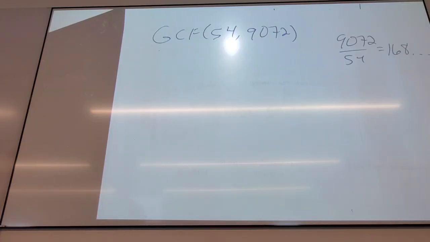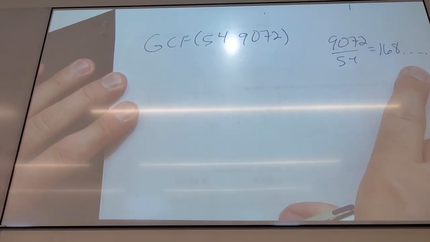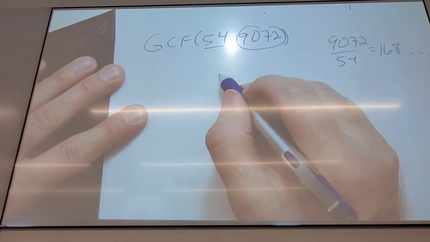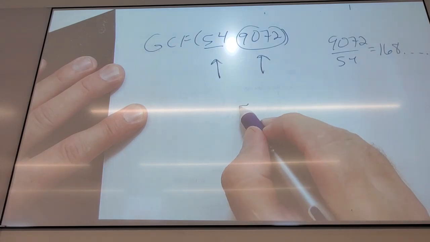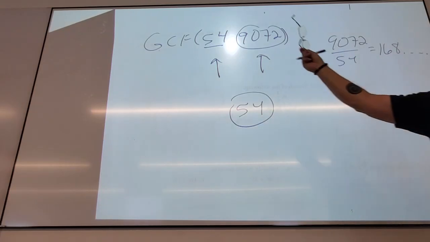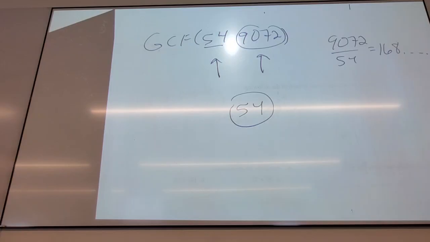Do you guys understand what just happened? What's the answer then? Now you gotta be careful. 54 goes into this evenly, yes? Because what was the remainder? Nothing. So that means 54 goes into this. So what number goes into both of these? 54. Yeah. So if it goes in evenly, you've got the answer. Yes? What's the GCF of 8 and 16? 8, because 8 goes into both, right? That's what we just figured out since it went in evenly.